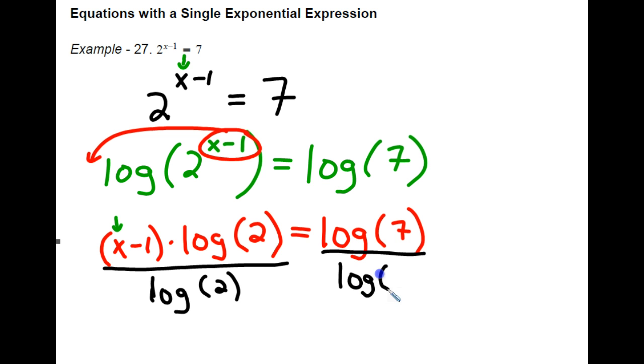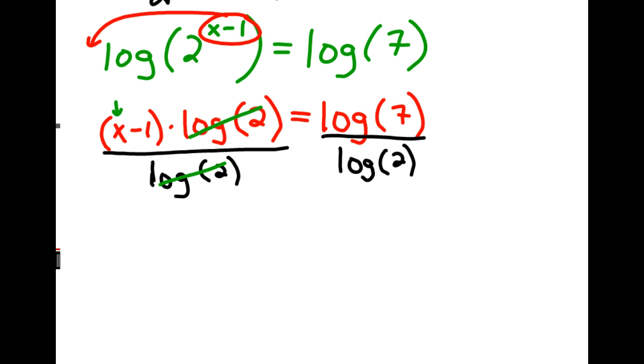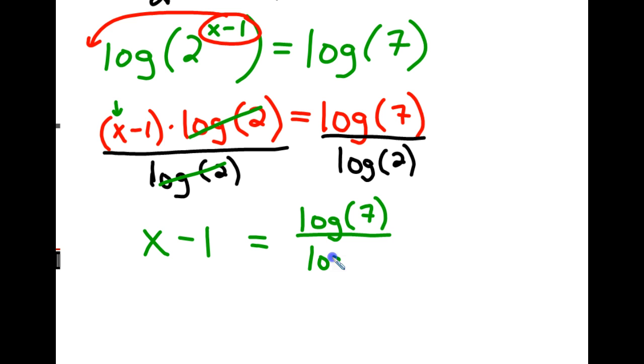So we'll divide by log base 10 of 2 on both sides. It'll cancel it out from the left-hand side. And so we'll end up with x minus 1 on the left-hand side, and it doesn't need parentheses anymore, equals log base 10 of 7 divided by log base 10 of 2.